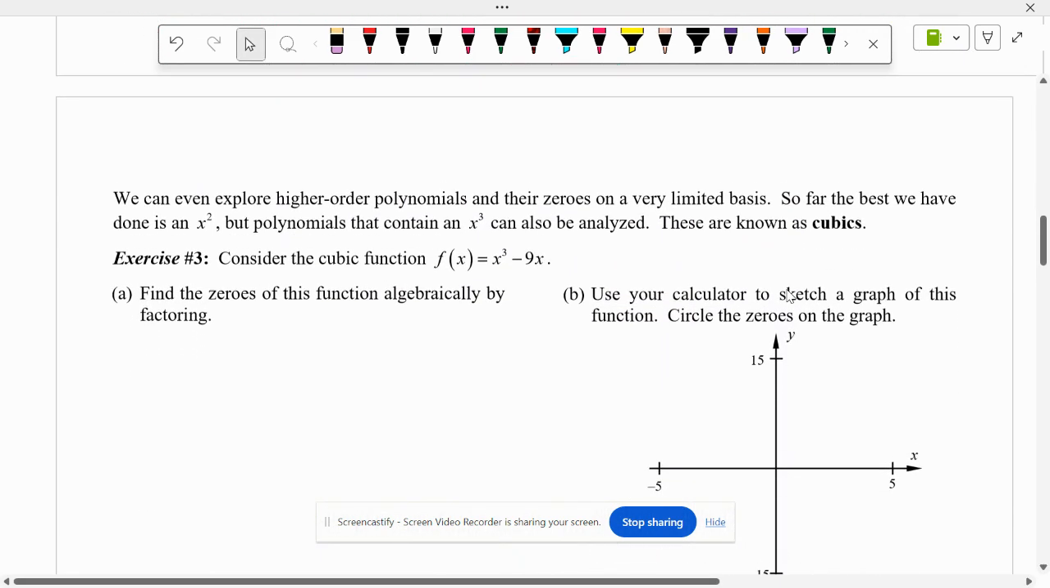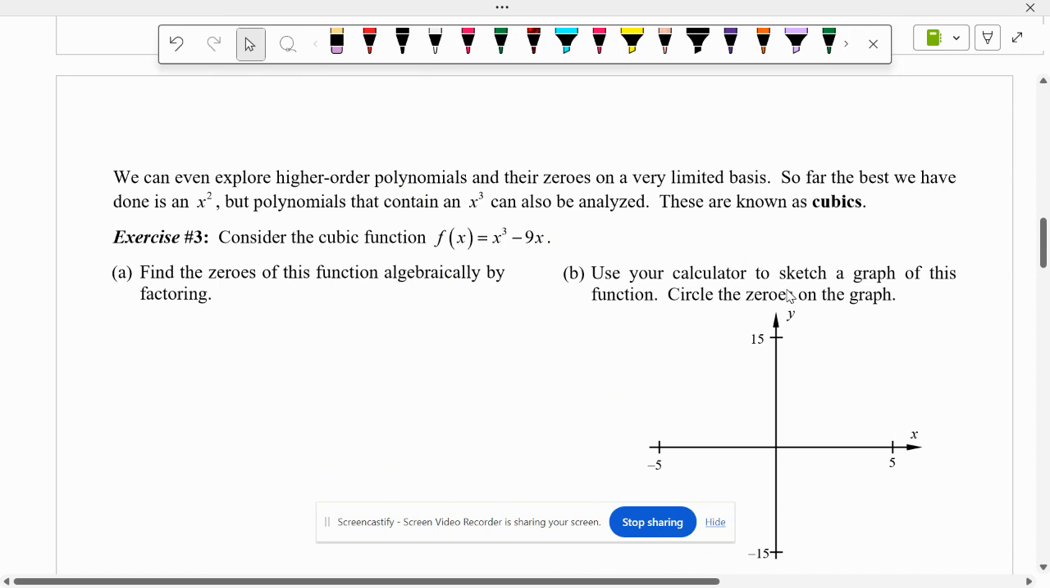All right, so we can even explore higher polynomials and their zeros on a very limited basis. So far, the best we have done is x squared, but polynomials that contain x cubed can also be analyzed. These are known as cubics.